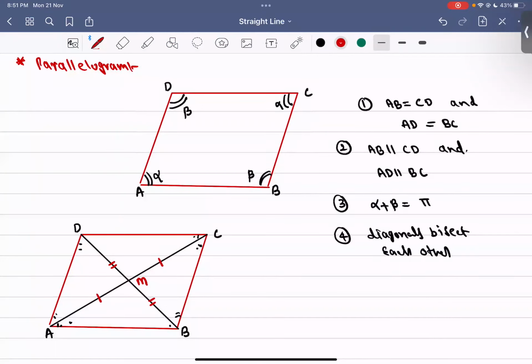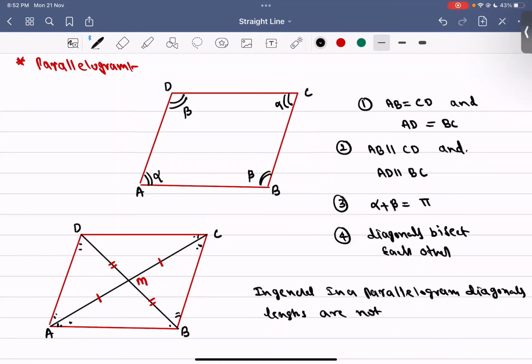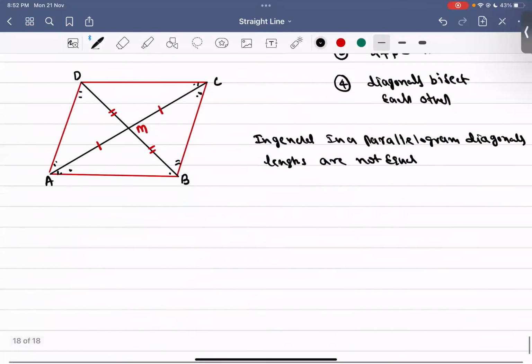In general, yes, sir. So in general, in a parallelogram, diagonals, otherwise diagonal lengths are not equal in general. So this is about parallelogram.